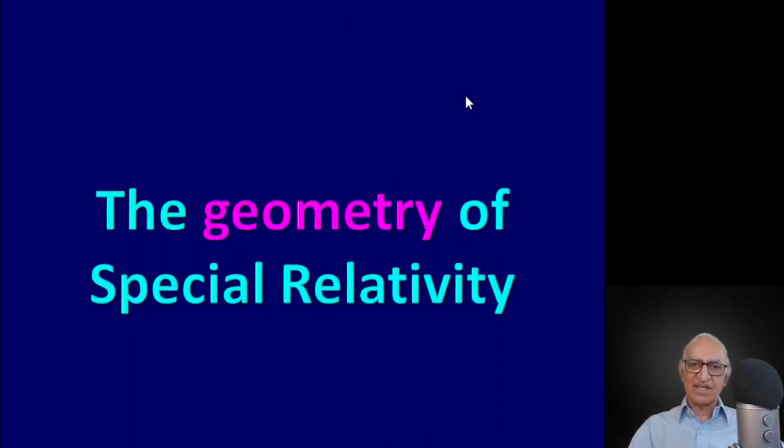Now, in the remaining few minutes, I want to change gears, go back to the special theory of relativity of Einstein, and say something which is extremely basic and which Einstein did not state. And that concerns the geometry of special relativity. Now, this discussion is extremely important in the context of the general theory of relativity, which I shall describe in the next lecture.